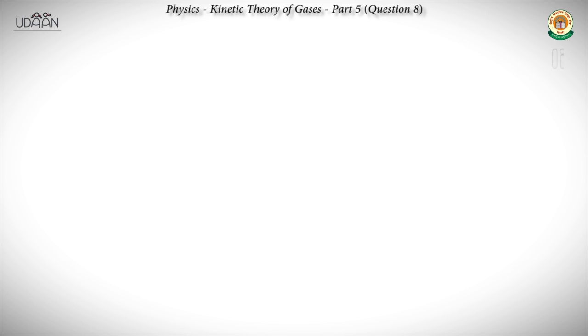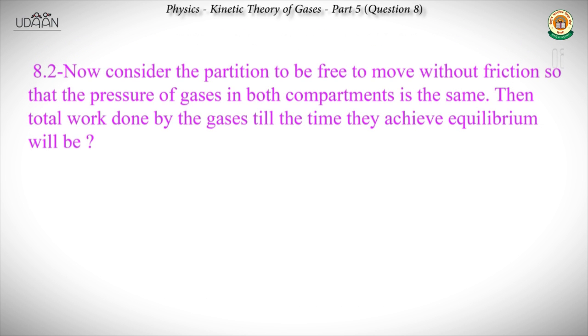The next part says that now you can consider the partition to be free to move without friction, so that the pressure of gases in both compartments is the same. Now total work done by the gases till the time they achieve equilibrium will be. Now see, in this question it is given that consider the partition to be free. So basically the partition can also move now, but without friction, so that no undesirable energy losses are there. So the pressure of gases in both compartments is the same.